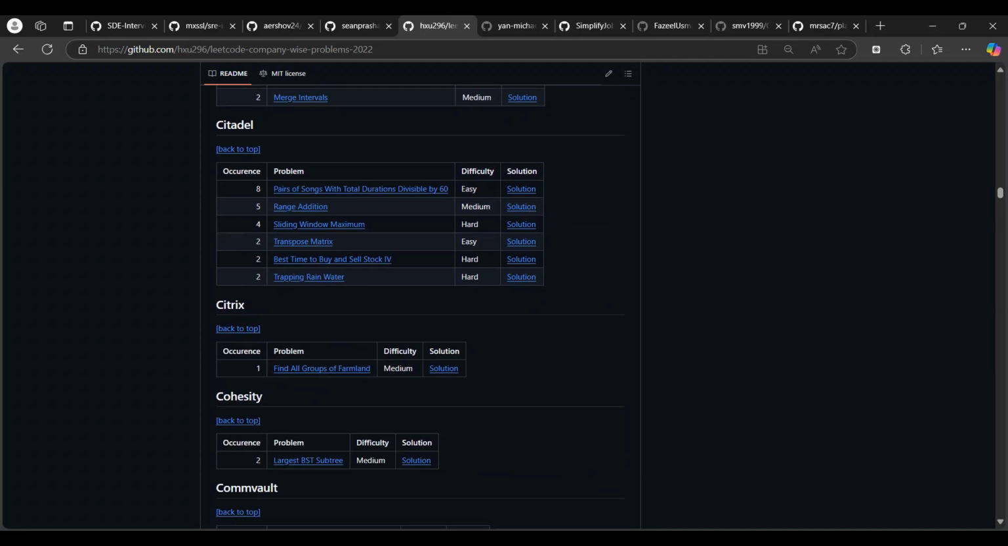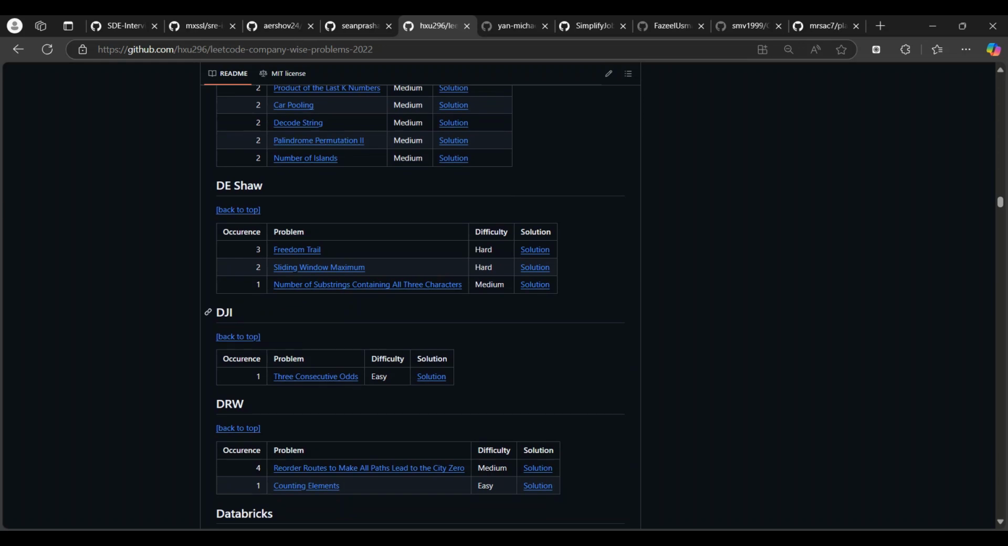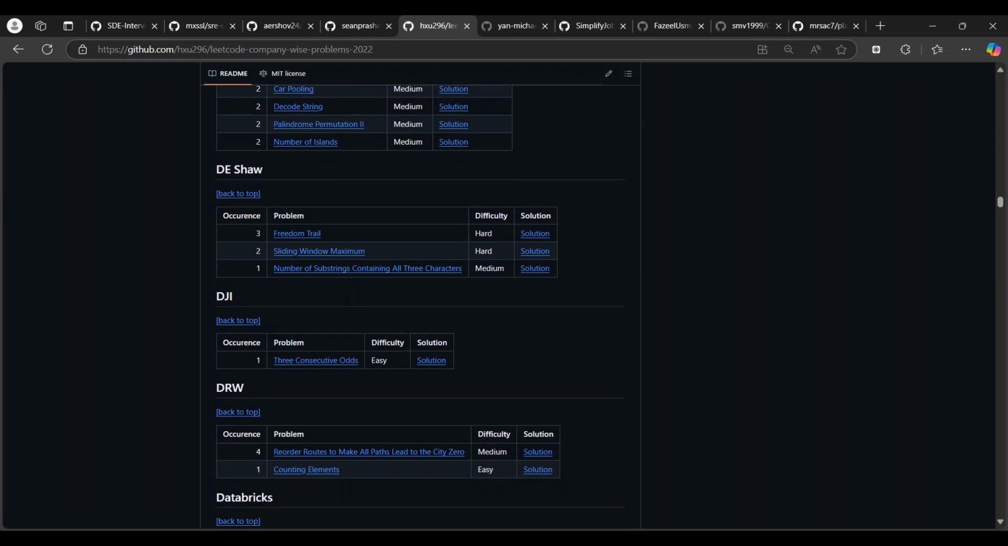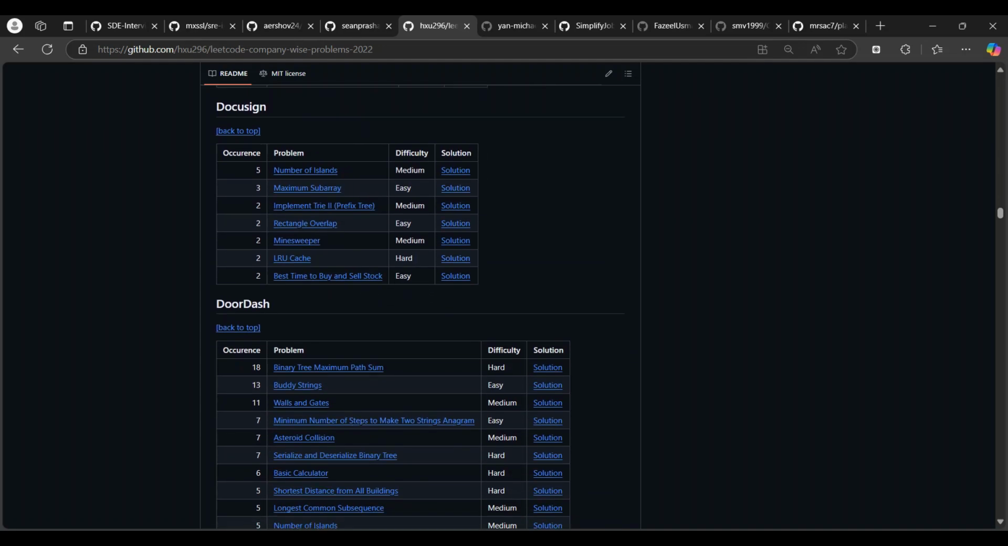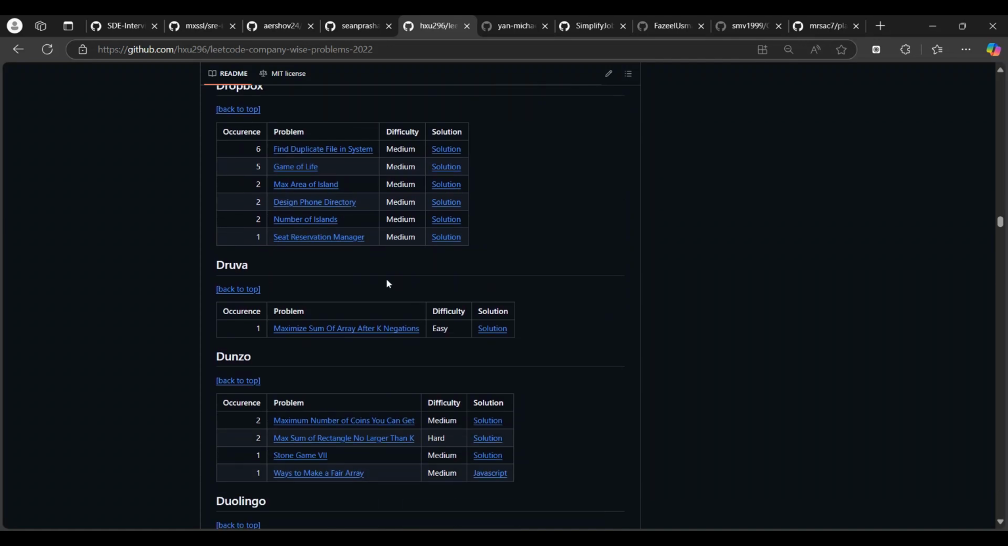You can prepare particularly if you're targeting a specific company, or in general, if you are preparing for the interview, you can get an idea of what questions they mostly ask. So you can prepare your DSA and it will be really helpful to prepare for the interview and crack a specific company if you're targeting one, and get your dream company, of course. Moving forward to the next GitHub repo.